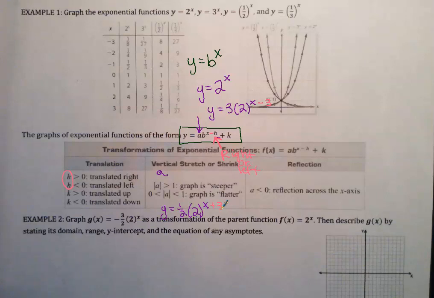Okay. All right. And what's another variable that we see that's new? The k is new. Okay, and the k's are here. They tell us if we're translating up or down.